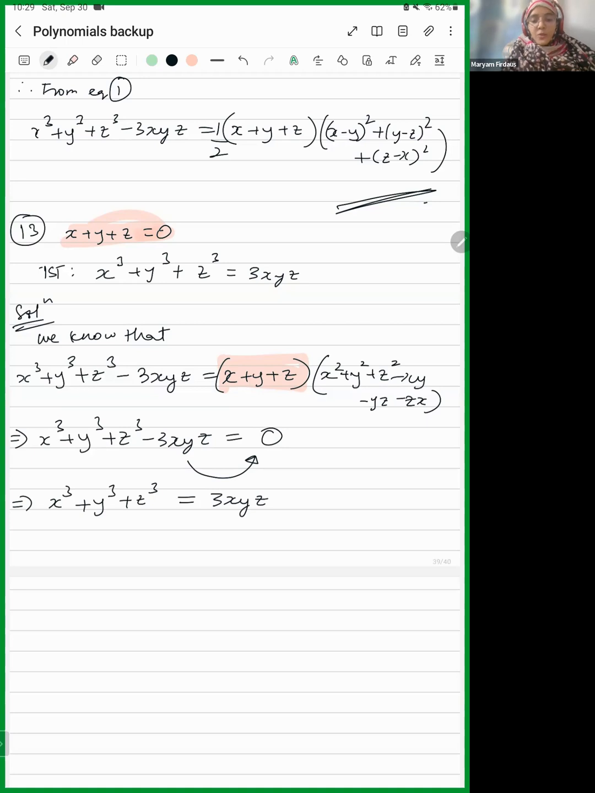Now this is something you need to remember. This results that if x plus y plus z is 0, this thing holds true.